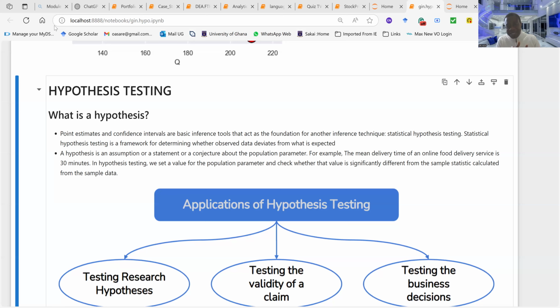So in hypothesis, you have a population parameter. A parameter can be a statistic. And you have that population parameter. It is a population because it is representing everything. And from that population, you can take a sample to judge about that population parameter. You check whether the value that you are going to have is significantly different from the sample statistic that has been computed from the data you collected.